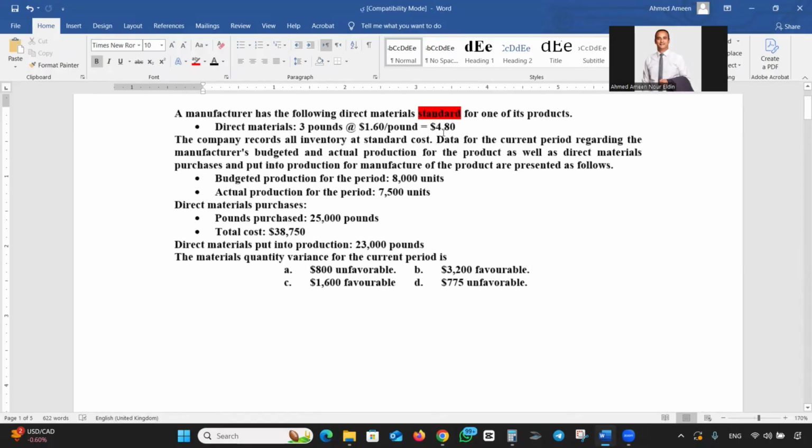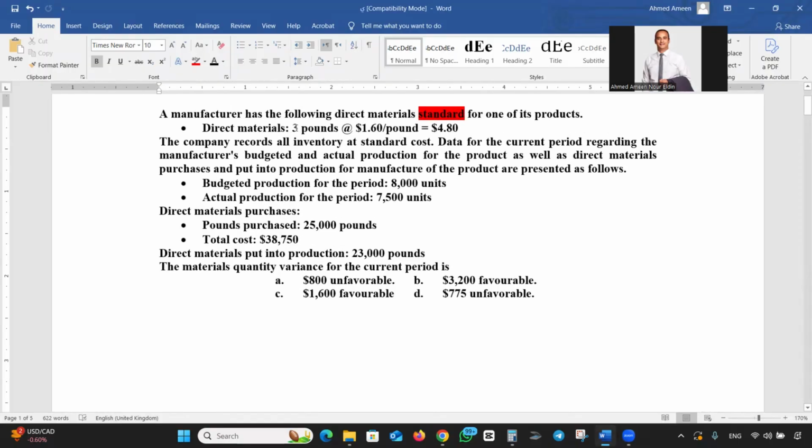For one of its products, direct materials are 3 pounds per unit. Each pound costs us $1.60 per pound. So the total budgeted cost for the material is 4.80. The company records all inventory at standard cost. We record all inventory at the standard cost, which means at the budgeted amounts.